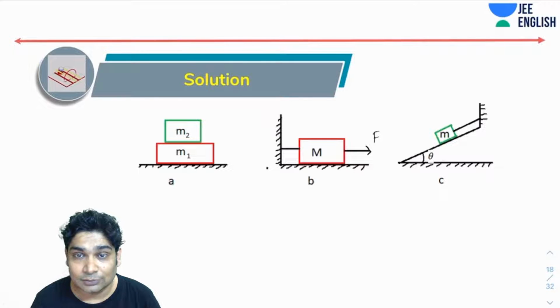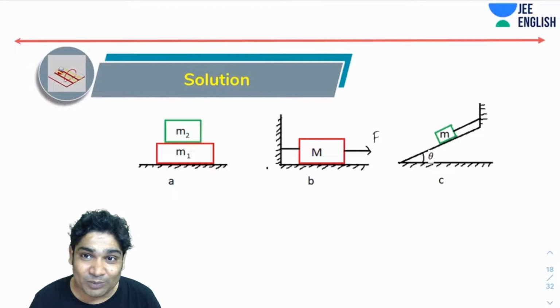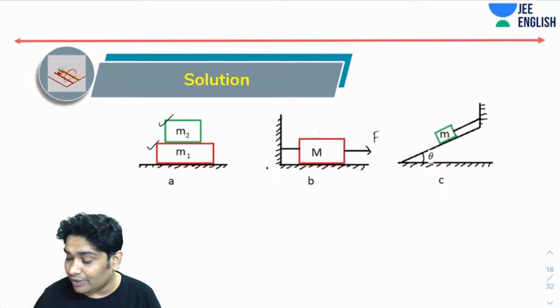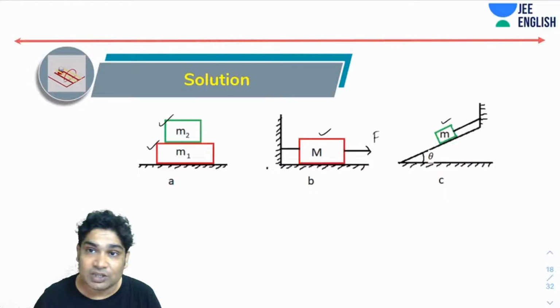Okay, so either everybody is busy drawing their FBDs or they think this is too simple. No problem. Here you have to draw the FBD of M1 and M2. Here you have to draw the FBD of M. Here you have to draw the FBD of this small m.